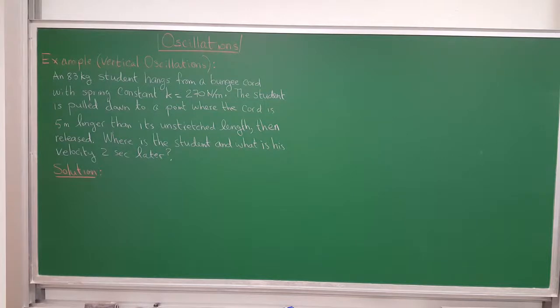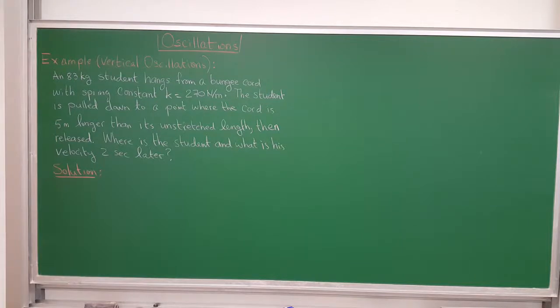We have an 83 kilogram student who hangs from a bungee cord with a spring constant K equal to 270 newtons per meter. If you don't know what a bungee cord is, don't worry about it. Just imagine it's some kind of spring that can stretch, and it has a force constant of K equal to 270 newtons per meter.